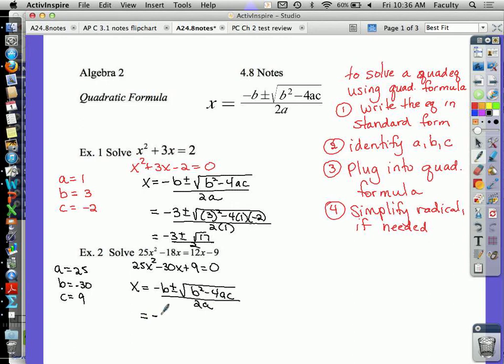So this is going to be negative 30 plus or minus the square root. Negative 30 squared minus 4 times 25 times 9 all over 2 times 25. And you're probably thinking, oh my goodness, how could she expect us to do that without our calculators? And let me show you.